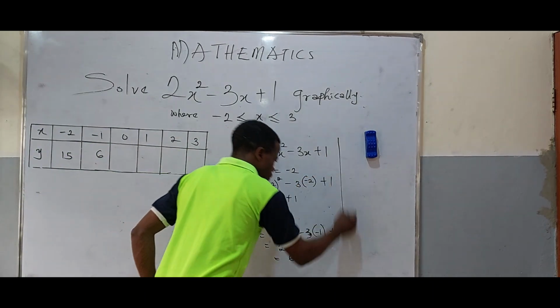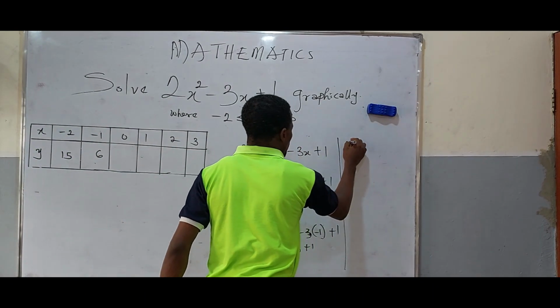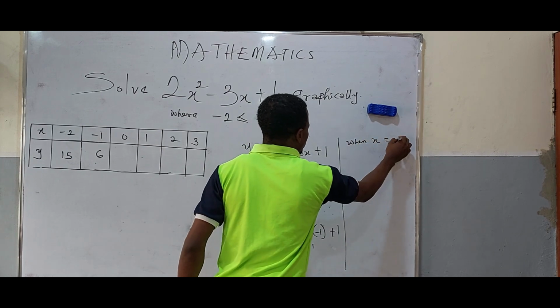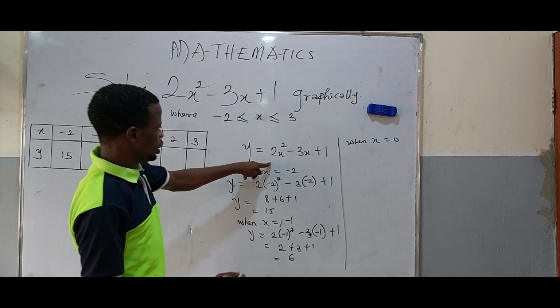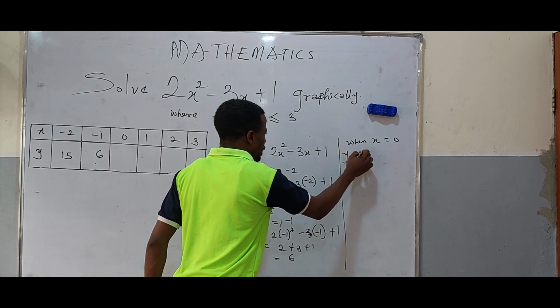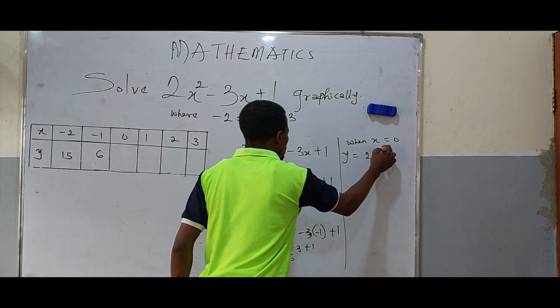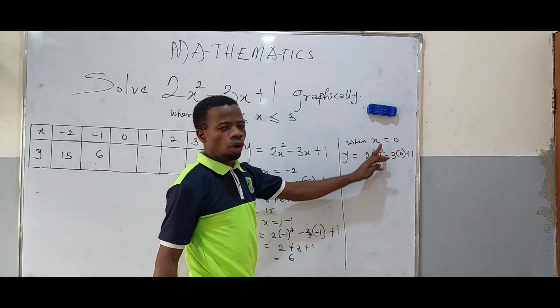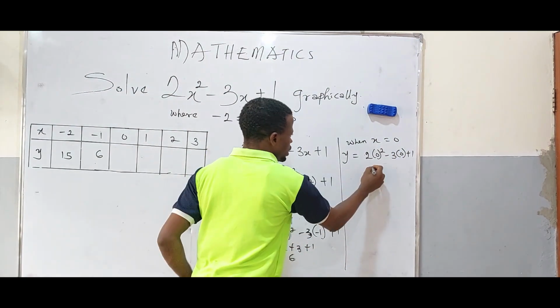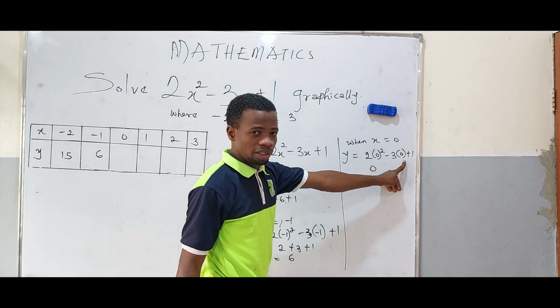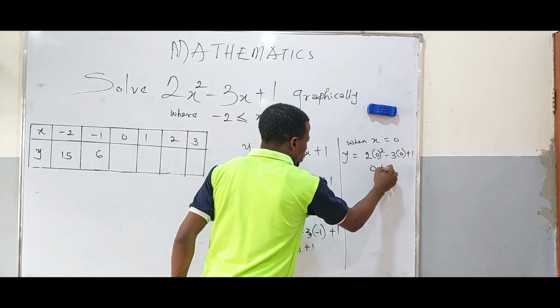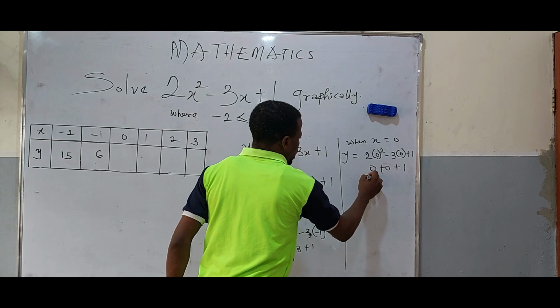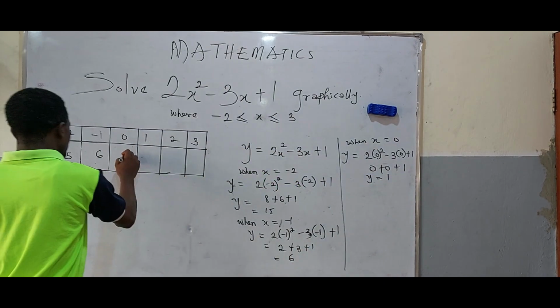When x is equal to 0, what happens to this equation? Then our y is equal to 2 open bracket 0 all squared, minus 3 open bracket 0, plus 1. 0 squared is 0, times 2 is still 0. Minus 3 times 0 is still 0, plus 0, then plus 1. Automatically y will become 1. So y is 1 here.